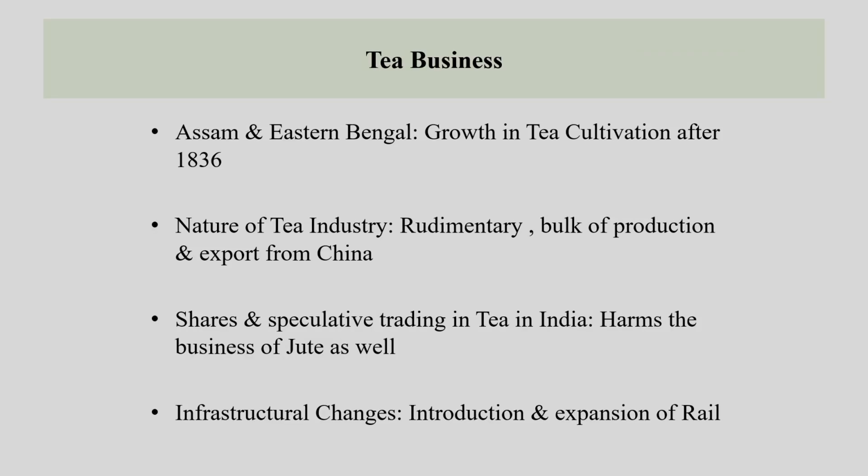The nature of this tea industry as it came to be concentrated in Assam and Eastern Bengal was rudimentary. So the bulk of production and export was still from China, as I've said before. But the identification and the greater official and unofficial attention paid to the tea industry in Assam and Eastern Bengal made those regions be seen as alternative sites for the production and supply of tea to the British Empire. However, the bulk of this trade was still being carried out from China.